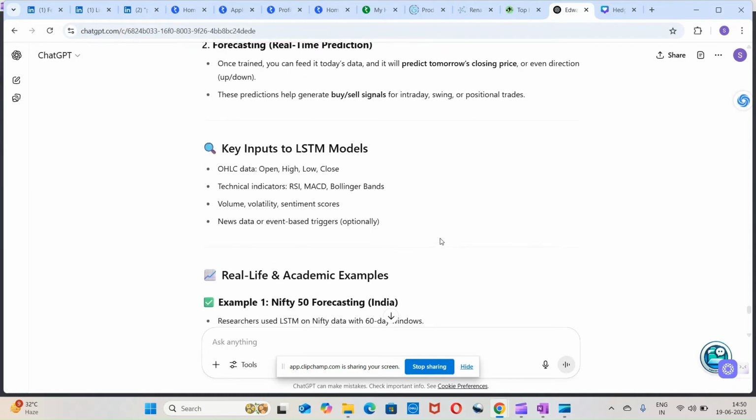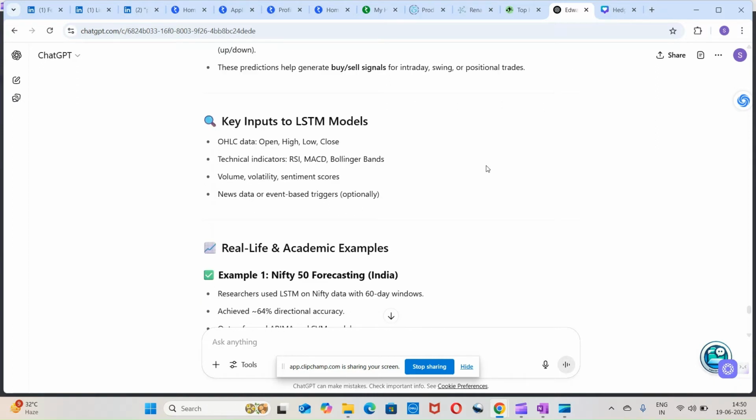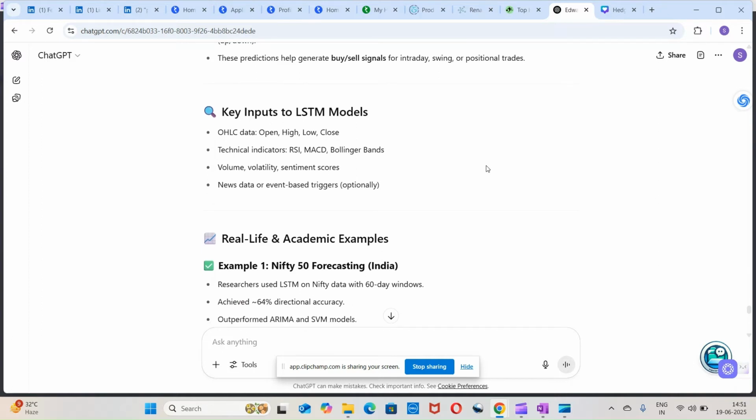The key inputs that go into these LSTM models are open, high, low, and close data, technical indicators like RSI, MACD, and Bollinger Bands, and then volume, volatility, and sentiment scores. News data or event-based triggers also go in as input. Once it learns and finds the important patterns in this past data, it predicts the future price, or it gives you a signal of buy or sell.